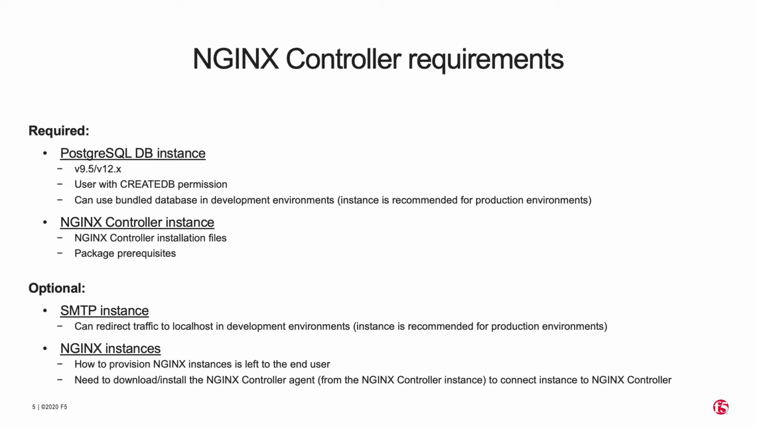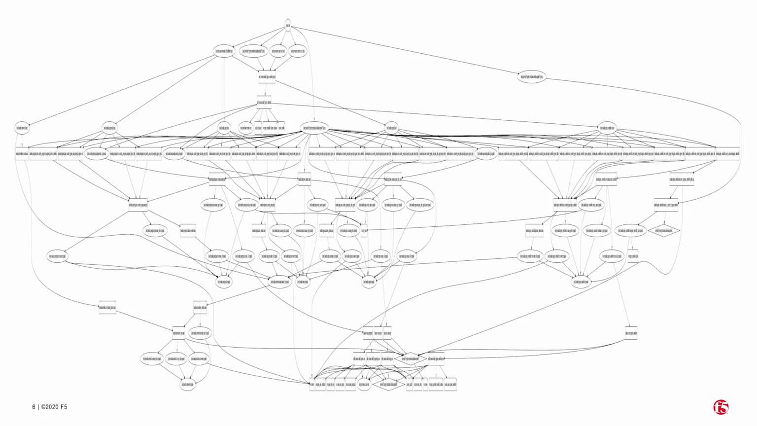For local or development environments, deploying NGINX Controller is relatively trivial. More so if you decide to forego an external database and an SMTP service. However, when you start to consider a production-ready deployment, things get a bit trickier. In fact, this here is a dependency graph showcasing the minimum AWS resources required for a minimal NGINX Controller AWS production environment, including only a single NGINX Plus instance.